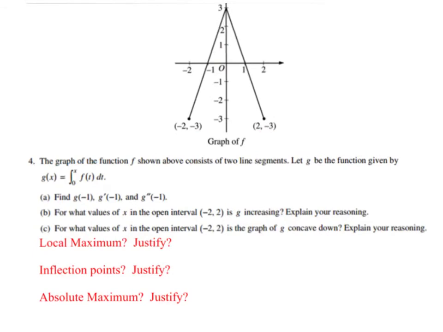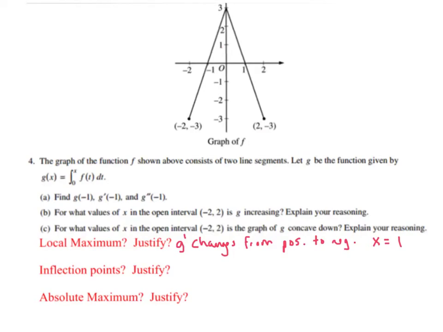Okay, now a local maximum. Well, local maximums occur when the derivative, g prime, changes from positive to negative. Okay, well, where does that happen? It happens at x equals 1. Of course, a minimum would be the opposite. G prime changes from negative to positive.